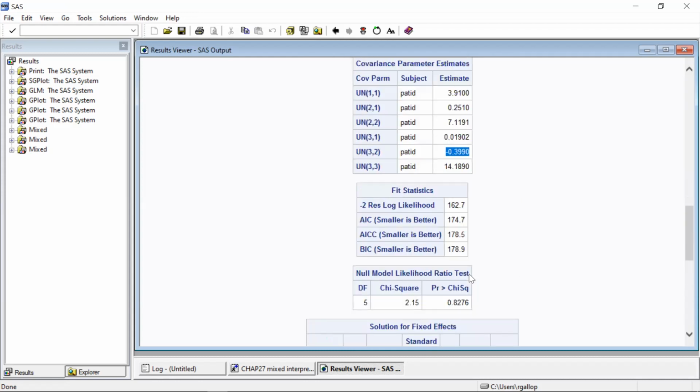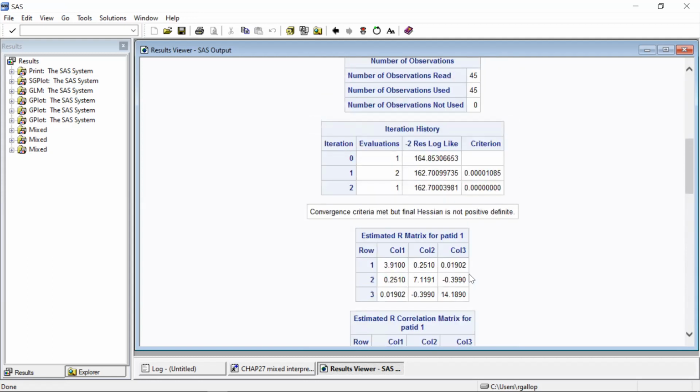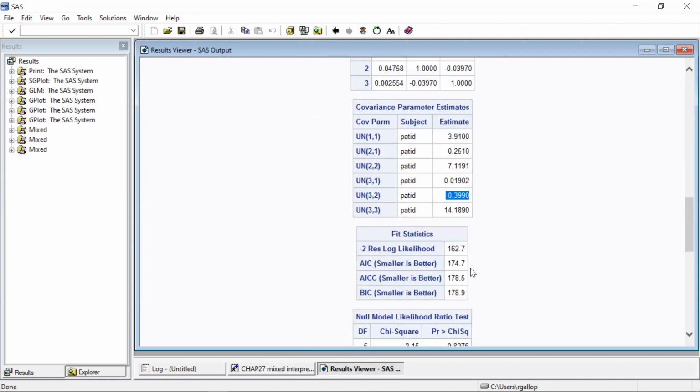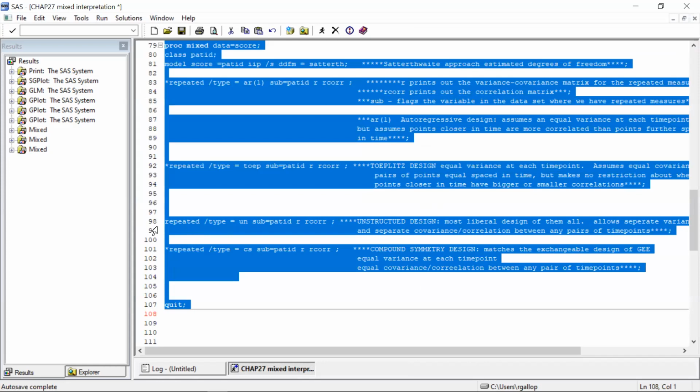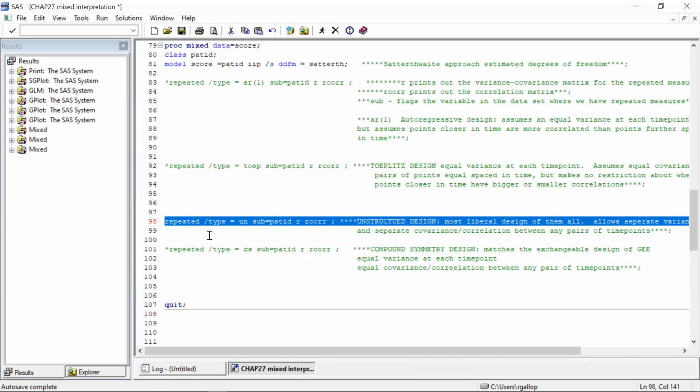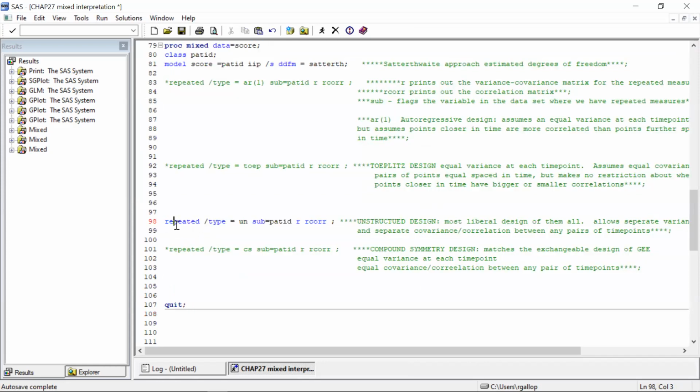Let's see what the fit is if I go all the way up to here. For the unstructured, it's 162.7000398. So we got that there. And then let's do the last one, which is going to fit compound symmetry.